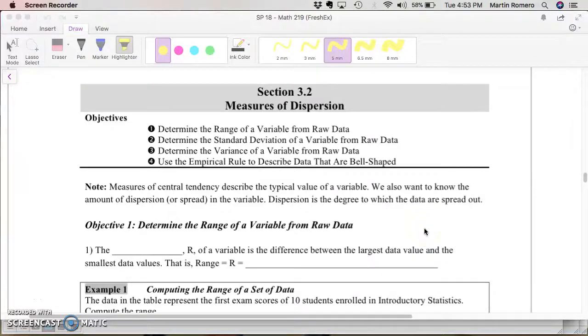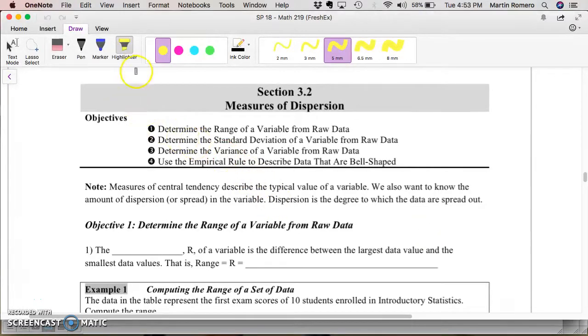Hello, everybody. One of your assignments is to look ahead to lesson 3.2 so we can get a head start on this topic. And so you should have your note sheets out. Section 3.2, measures of dispersion. Sounds really complicated, but it's a pretty simple idea.